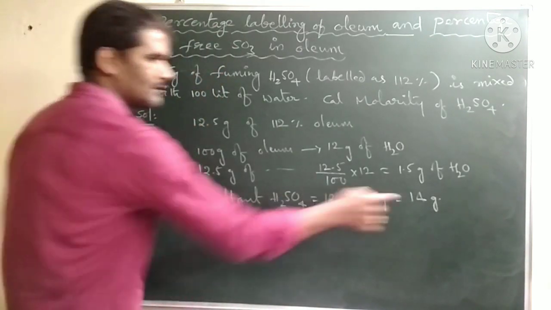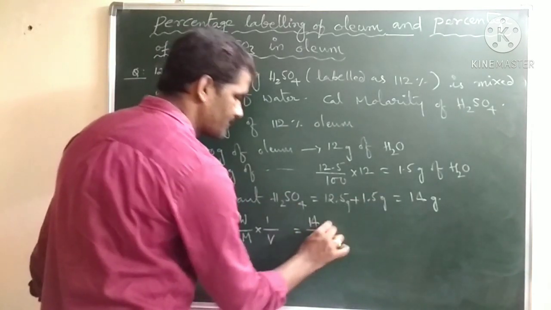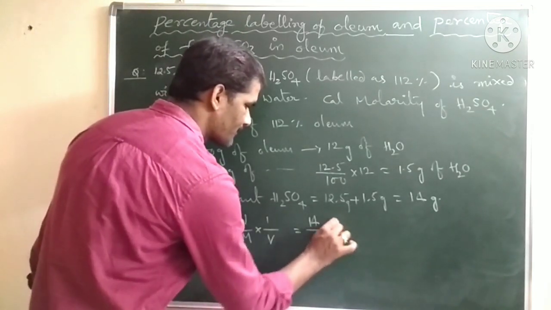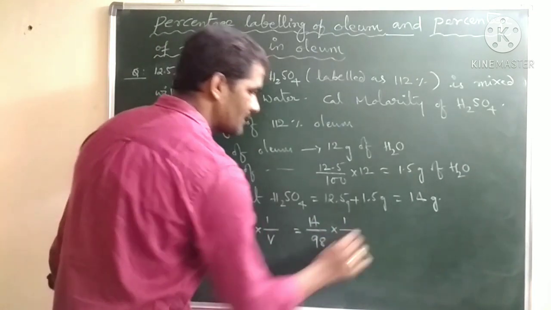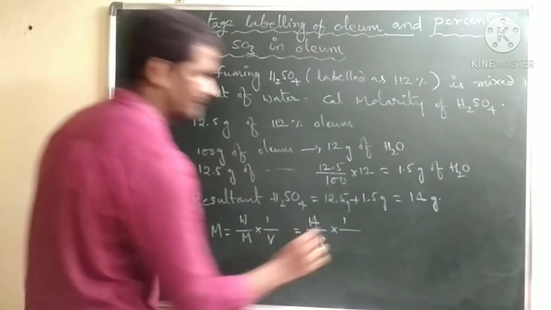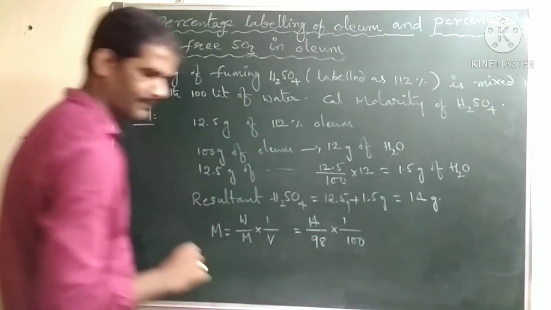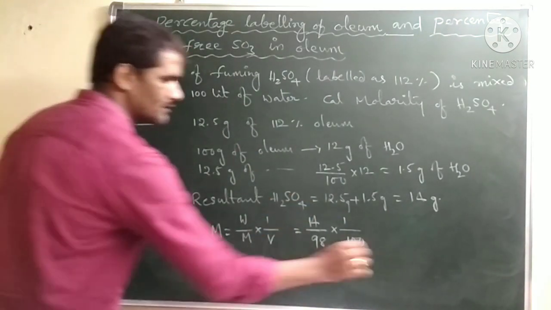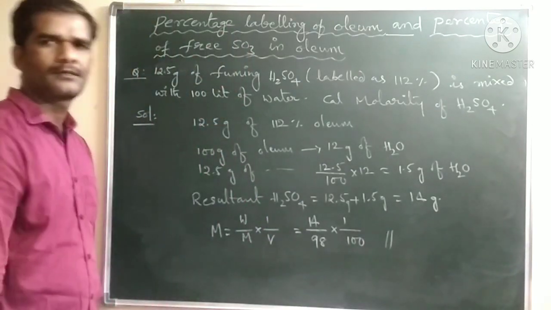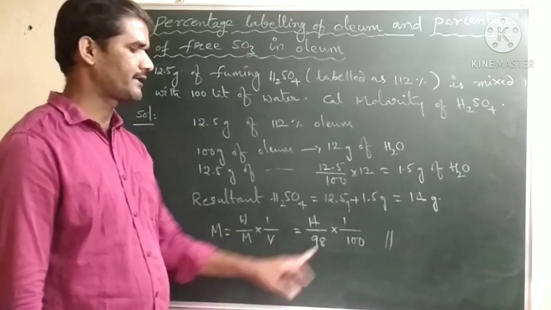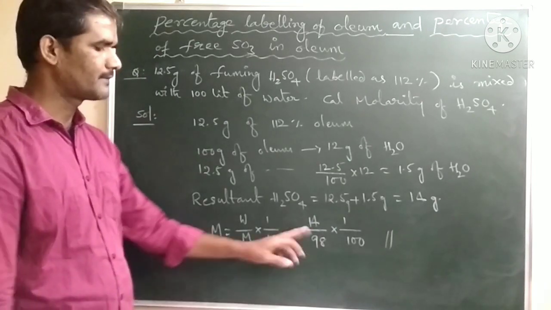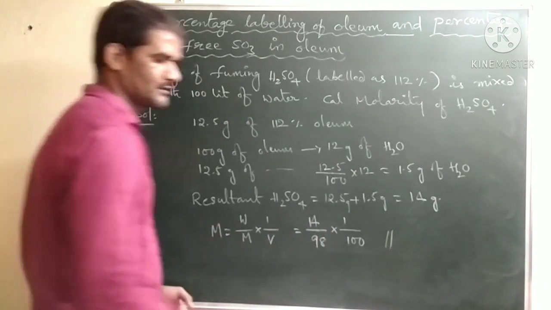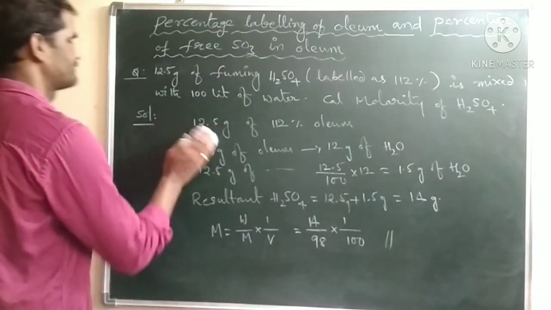What is the weight? We got 14 grams. What is the molecular weight of H2SO4? 98 into 1 by, what is the water? 100. So this is the molarity of H2SO4. The molarity of H2SO4 is 14 by 98 into 1 by 100. So 14 by 9800. Let us take one more model here.